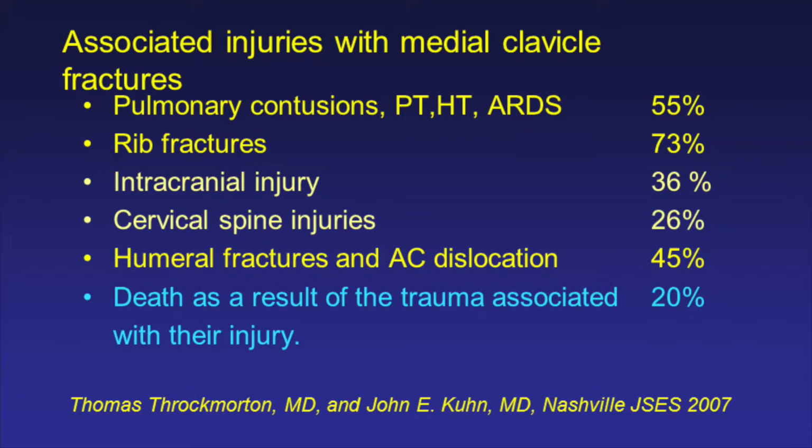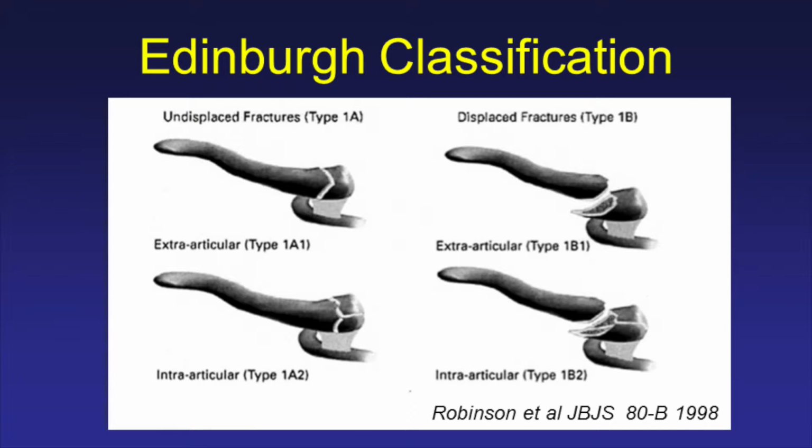The associated injuries with medial clavicle fractures are predominantly due to the amount of force it takes to break the medial end of the clavicle. In the paper by Throckmorton, one can see pulmonary contusions and rib fractures in 73%, and humeral fractures and AC dislocation in 45%, and death as a result of the trauma associated with this injury is in the region of 20%. The classification, I think the Edinburgh is the simplest. It's either displaced or undisplaced, and it's either intra-articular or extra-articular.